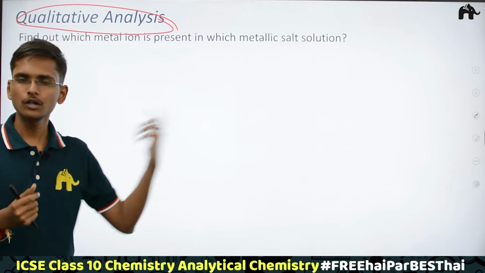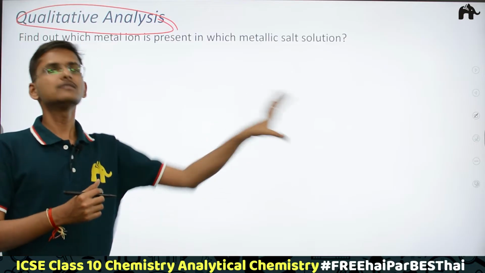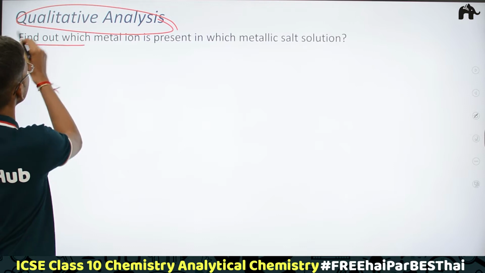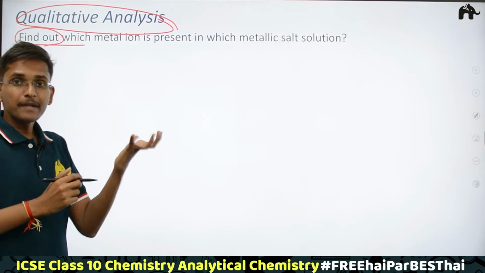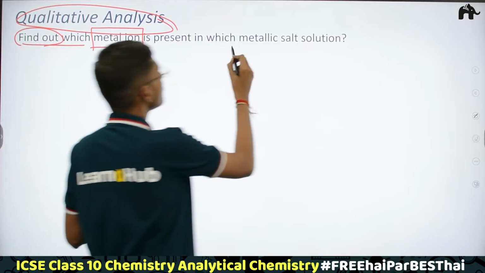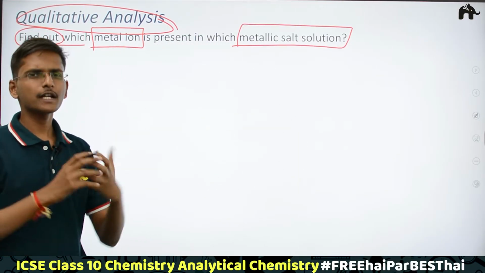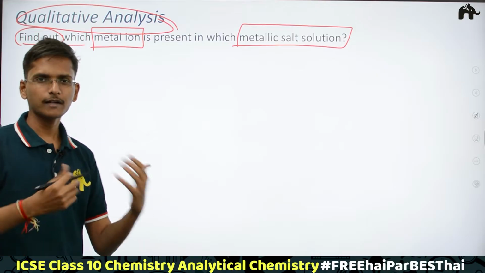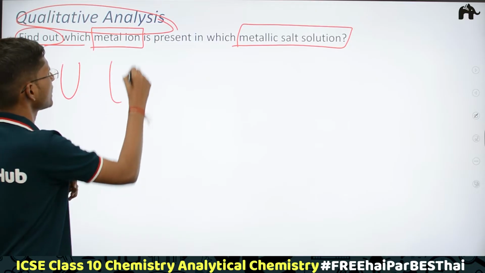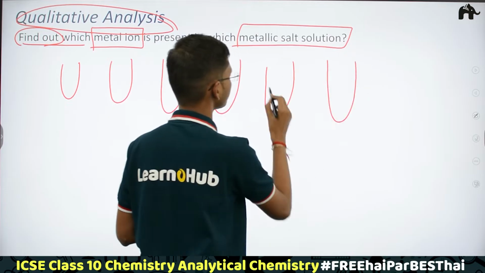Qualitative analysis, we know, is to analyze the presence of a particular component in a substance. So in this chapter, we are going to find out which metal ion is present in the metallic salt solutions which we are having. In this chapter we are going to have 6 metallic salt solutions. I have them in test tubes, 1 2 3 4 5 6, in this way.